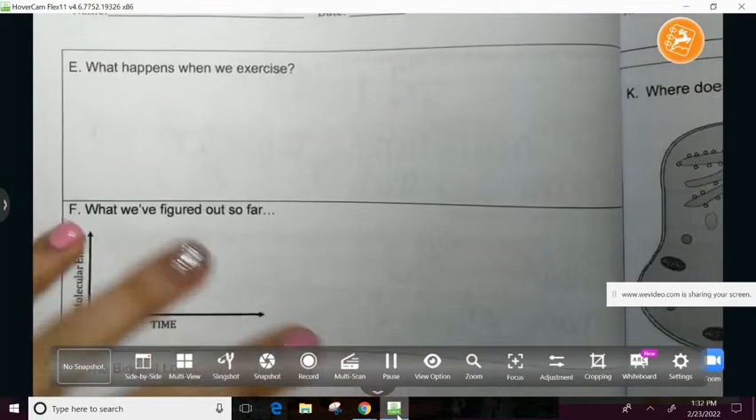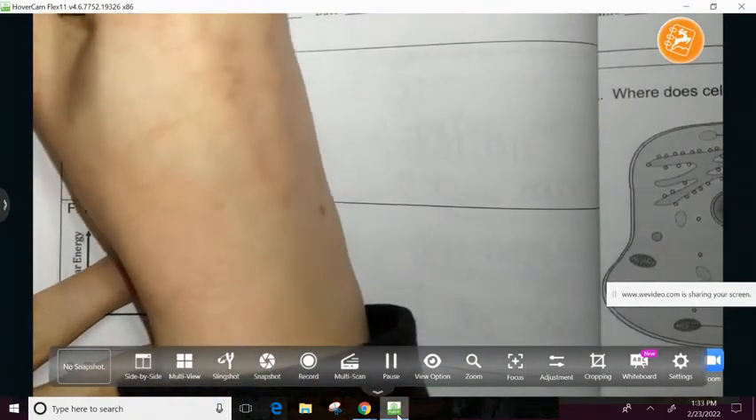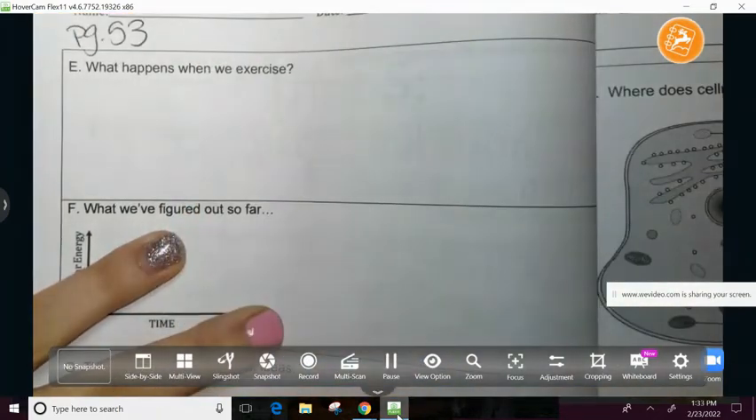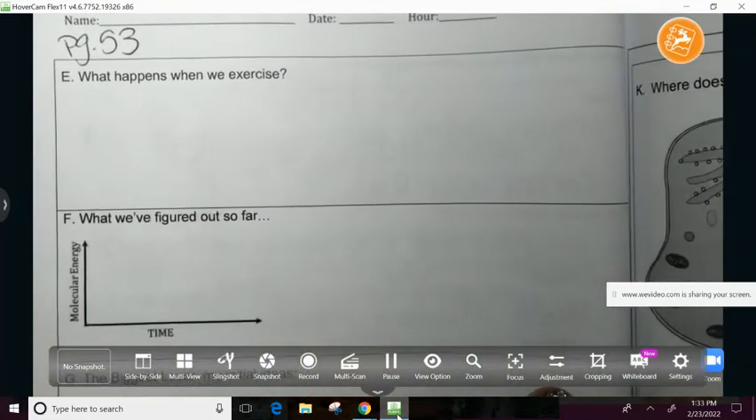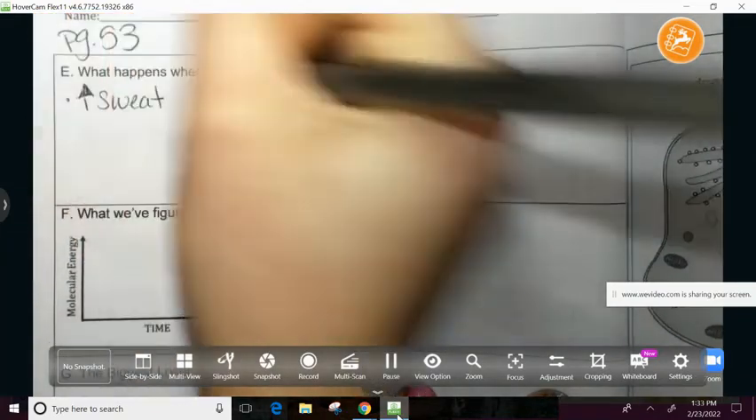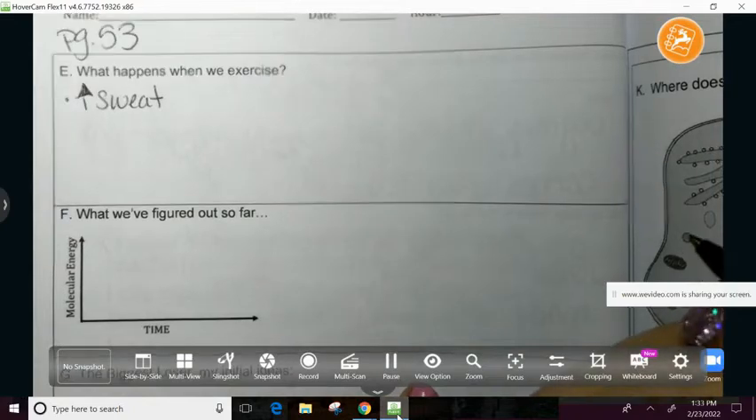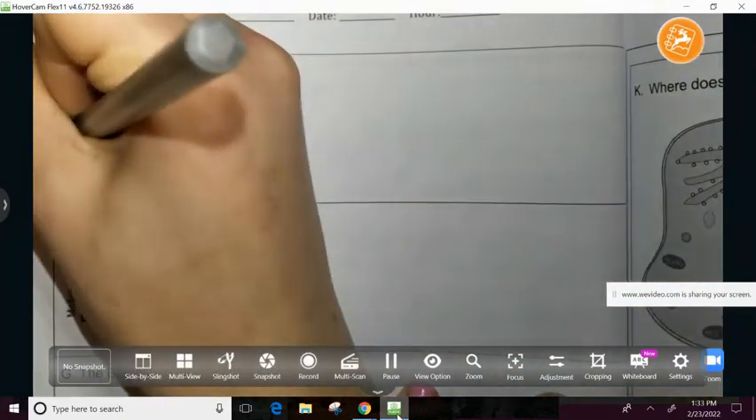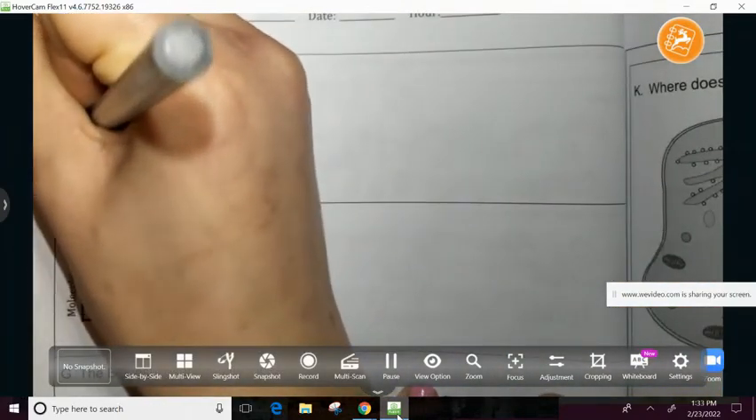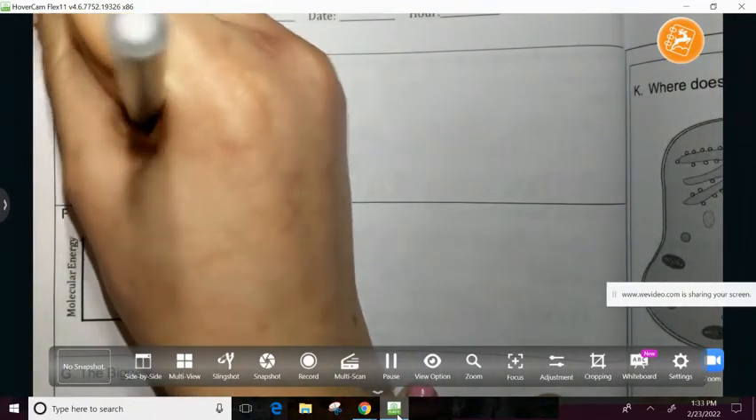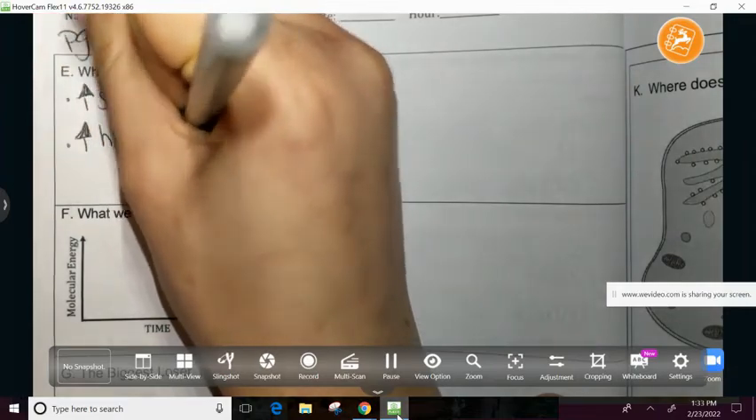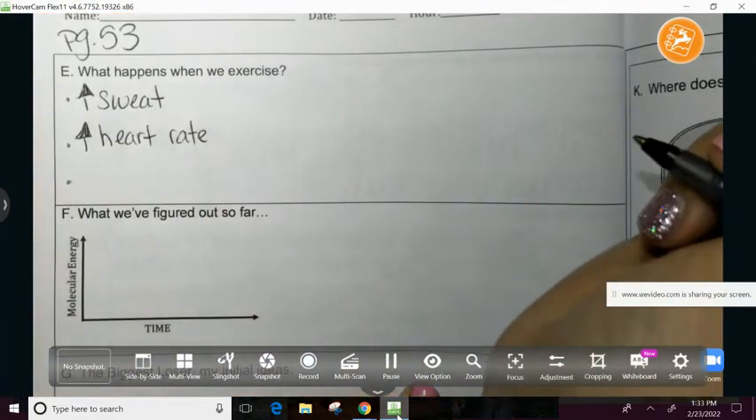So if you had a moment to think, we are on page 53. What happens when we exercise? I gave you one, we probably increase the sweat that we have. If you're doing a really hard workout or running around a lot, like football or basketball, your heart rate probably increases, or you can feel your heart racing if you're sprinting really fast. And also you're probably breathing heavier.